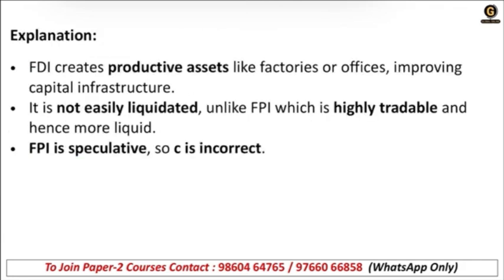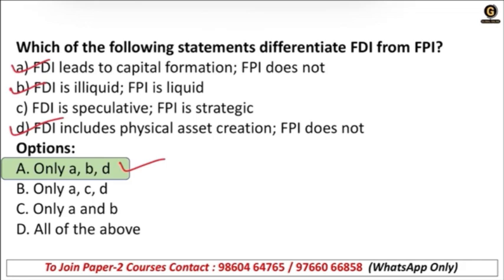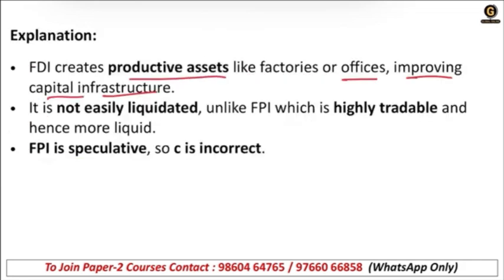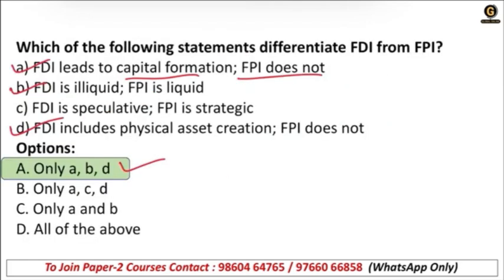Correct. See, FDI creates productive assets like factories or offices, improving capital infrastructure. It is not easily liquidated, unlike FPI, which is highly tradable and hence more liquid. Correct. FPI is speculative, so C is incorrect. Here it is saying FDI is speculative. No, FPI is speculative.